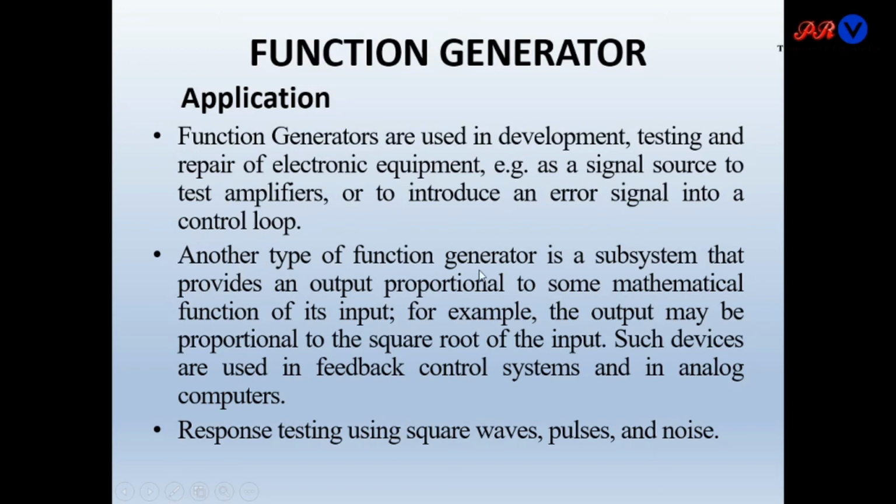Another type of function generator is a subsystem that provides an output proportional to some mathematical function of its input. For example, the output may be proportional to the square root of the input, means the output is always the square root of the input. Such devices are used in feedback control systems and in analog computers. The third application is response testing. They are used for response testing using square waves, pulses and noise.